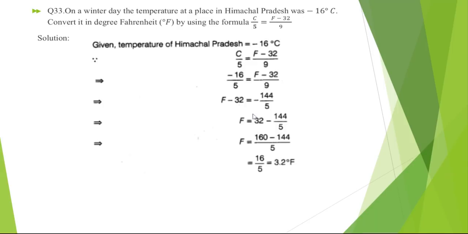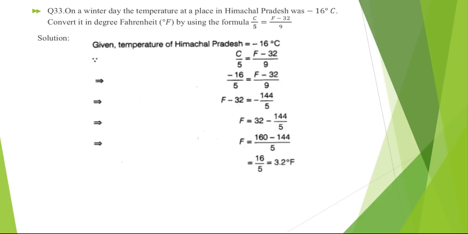Now this is question number 33 of your assignment. On a winter day, the temperature at a place in Himachal Pradesh was minus 16 degrees Celsius. Convert it in degree Fahrenheit by using the formula C by 5, where C stands for Celsius, is equal to F minus 32 upon 9, where F stands for Fahrenheit. Now the temperature was minus 16 degrees Celsius. What you'll do is you'll put the value of minus 16 at the place of C. Simply, you'll get the equation as minus 16 upon 5 is equal to F minus 32 upon 9.